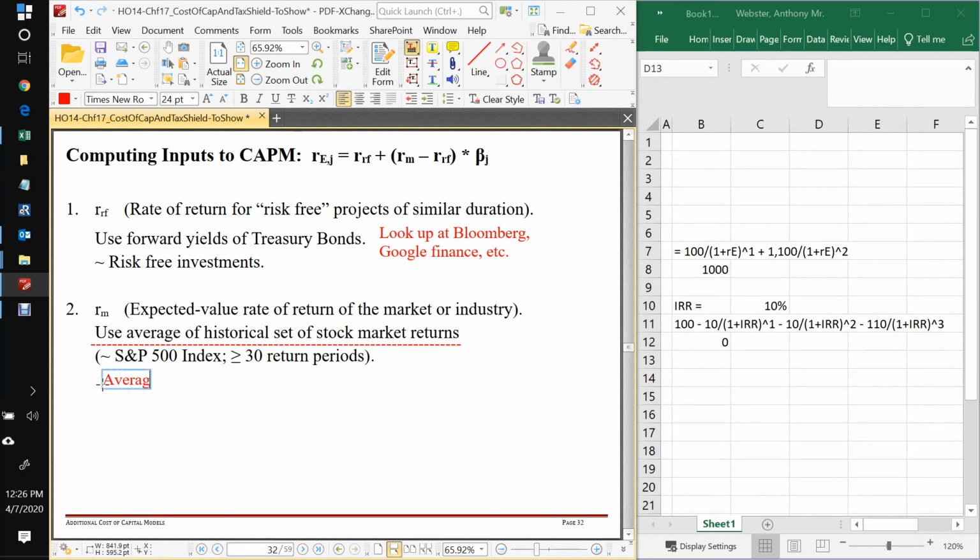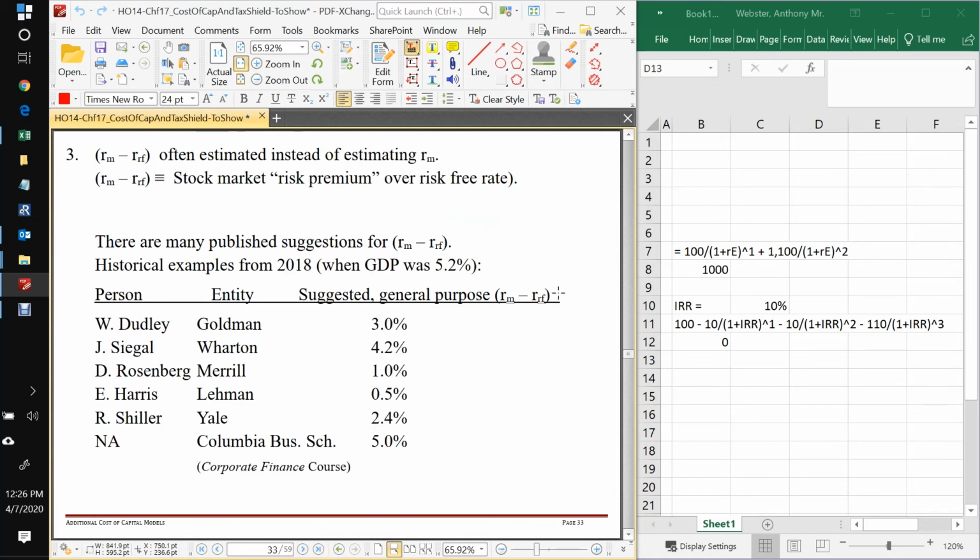So that's pretty straightforward to compute as well. And another thing to note is that the model is really focused on the difference between the expected market return and the risk-free return. And a lot of folks who use CAPM just try and estimate this difference directly, instead of estimating the market return and then subtracting here.